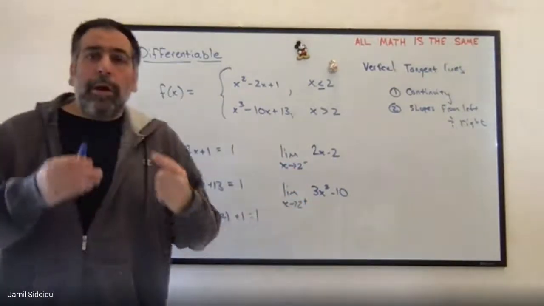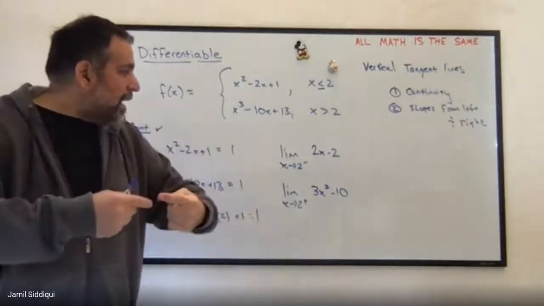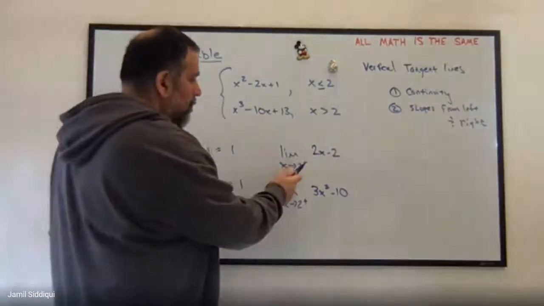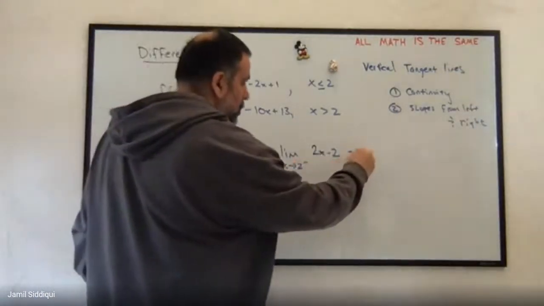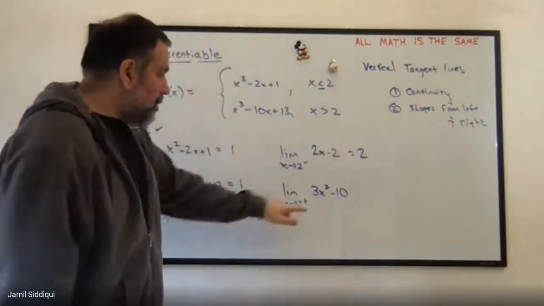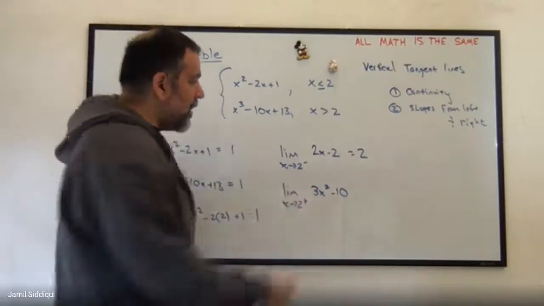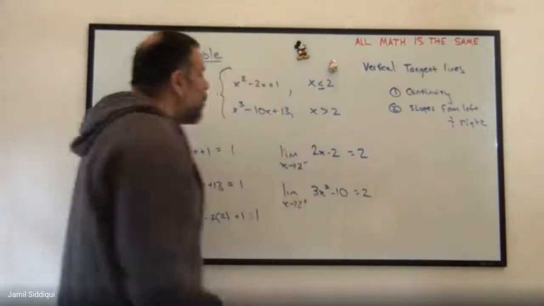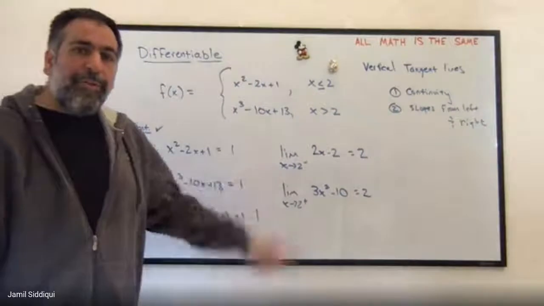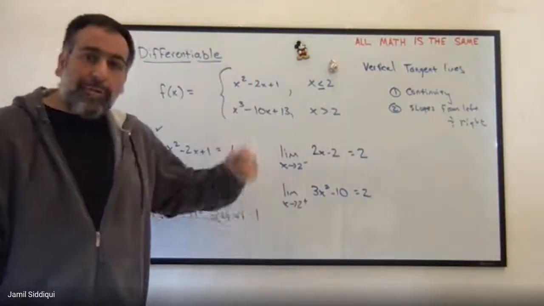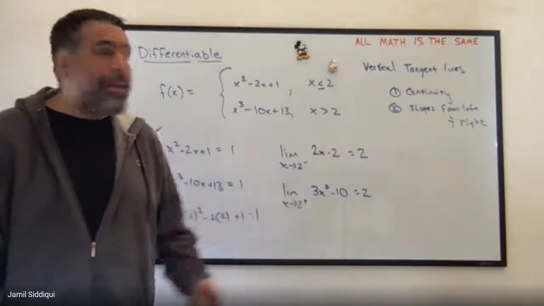We want to know what's going on at 2. Well, as these guys meet, the limit as we approach 2, in this case, is going to equal 2. And the limit as we do this one, let's see, 2 squared times 3 is 12 minus 10 is 2. We have now shown the limit of the derivative from the left of 2 is equal to the limit of the derivative from the right of 2.